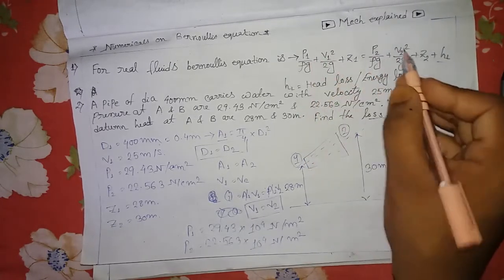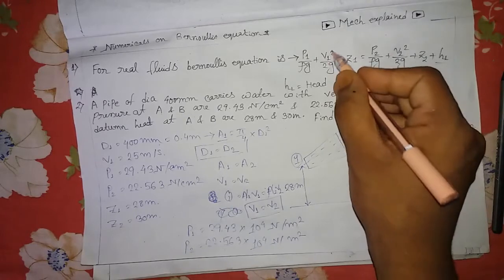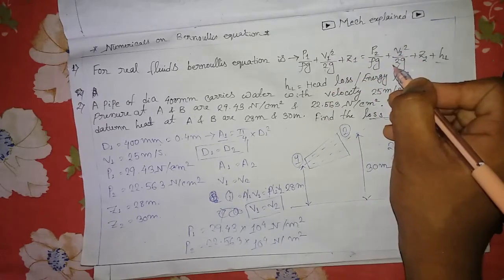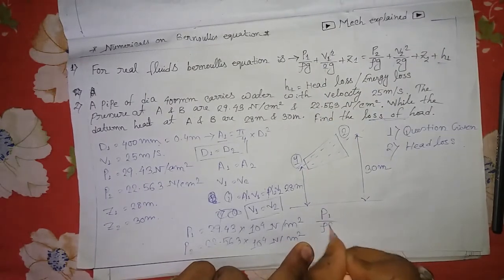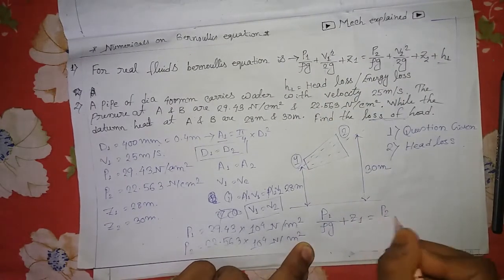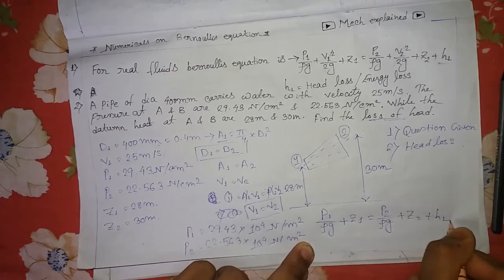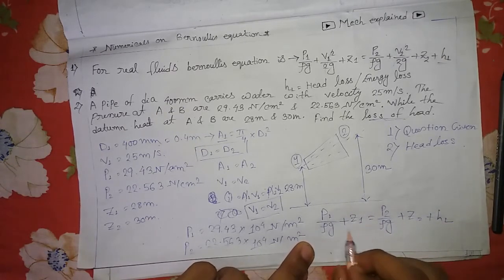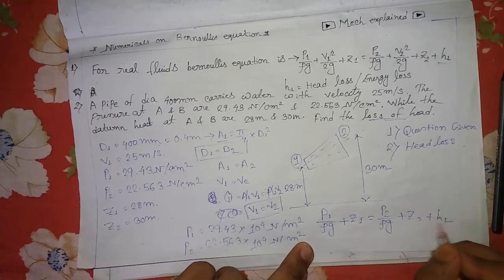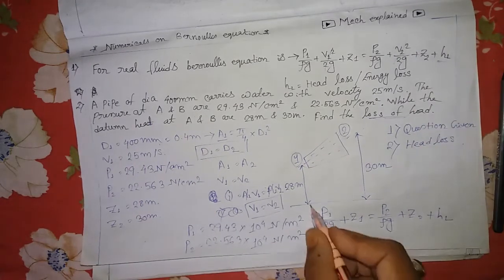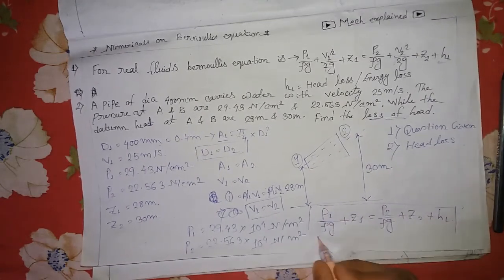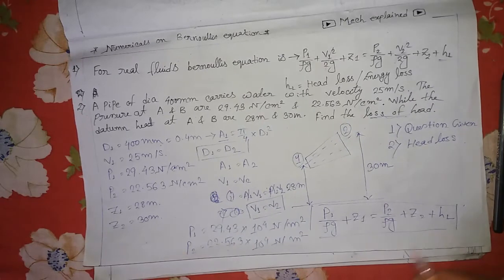So after doing this, we see that V1 and V2 are the same on both sides, so we can cut out V1 and V2, right? So we can write P1 by rho g plus Z1 equals P2 by rho g plus Z2 plus head loss, because V1 and V2 are the same. We just have to put the values, and then we will know the value of head loss. Okay, it is very easy. So the equation comes out to this. You can put the values and solve the question.